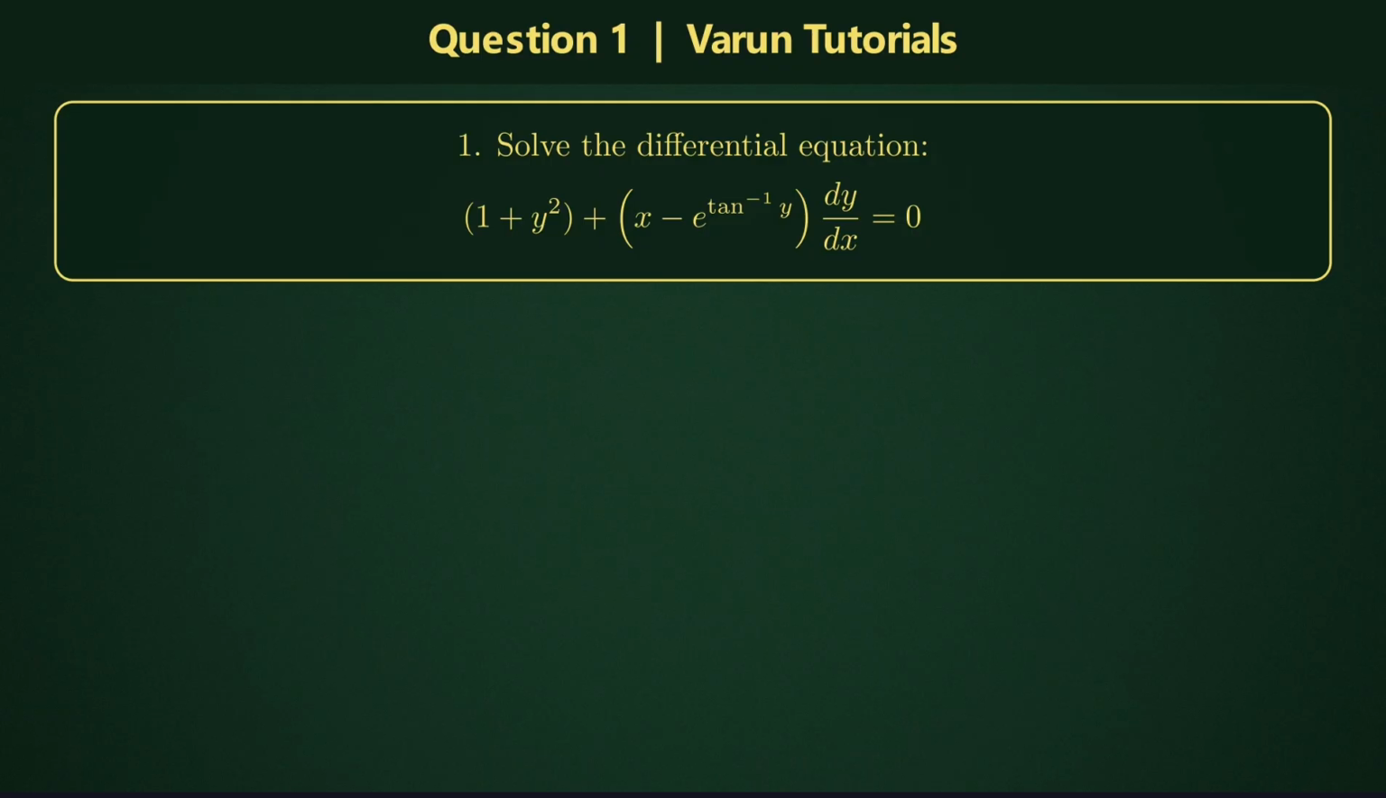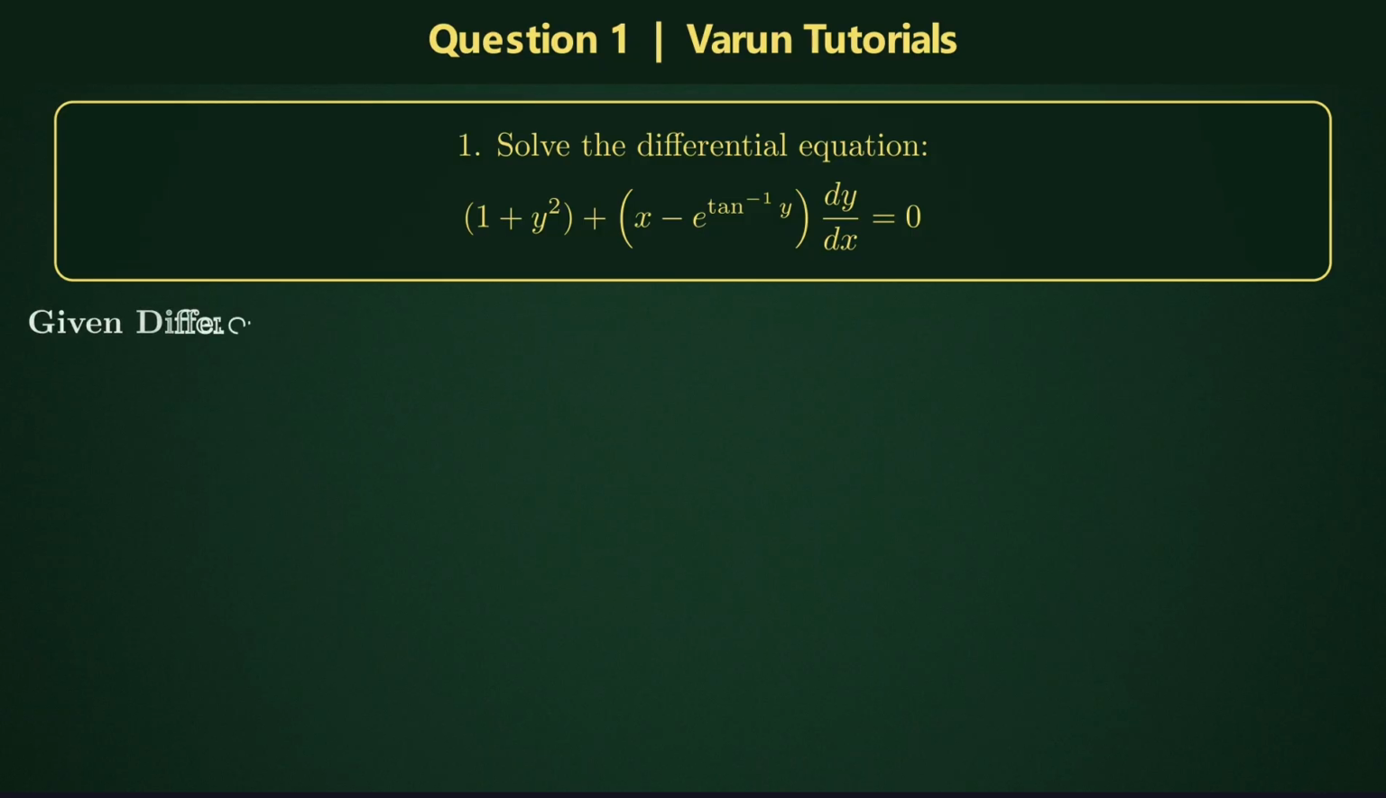Let's solve question 1. The quantity 1 plus y squared, plus the quantity x minus e raised to the power tangent inverse y, times dy by dx, equals 0. We will rewrite it, identify the standard form, find the integrating factor, and integrate step by step.